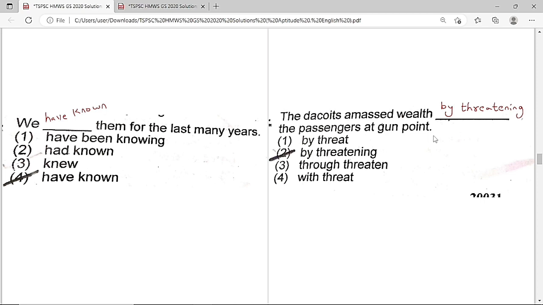The dacoits amassed wealth by threatening the passengers at the gunpoint. So now we'll discuss something more about this one.